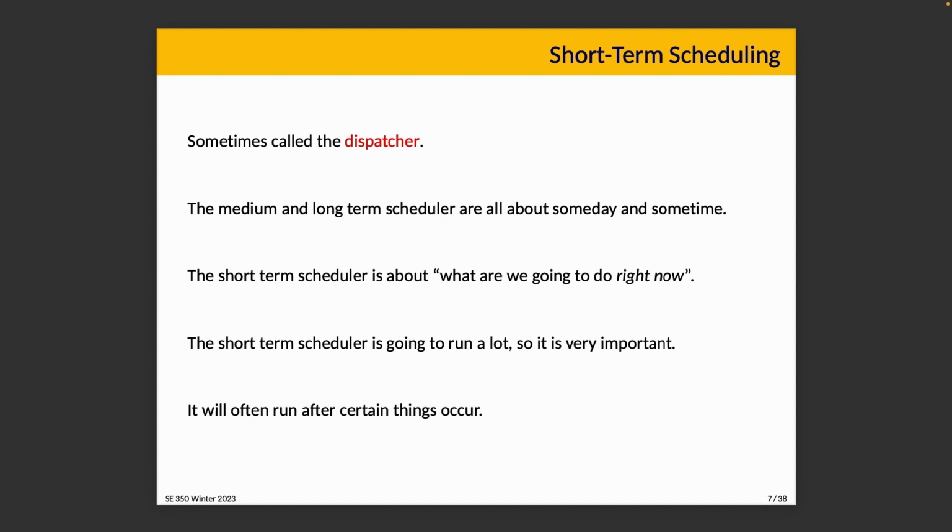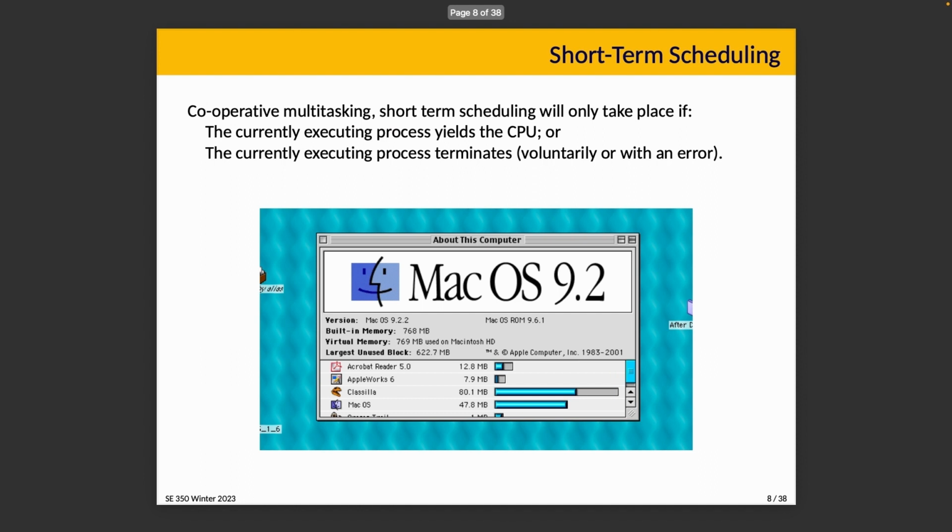So there is going to be a need for the short-term scheduler in a few different situations, and I mentioned a couple already, but let's talk about them in some more detail. One of them is cooperative multitasking, and short-term scheduling will happen in a cooperative multitasking system where a currently executing thread voluntarily yields the CPU, or it terminates, whether it terminates voluntarily or with an error.